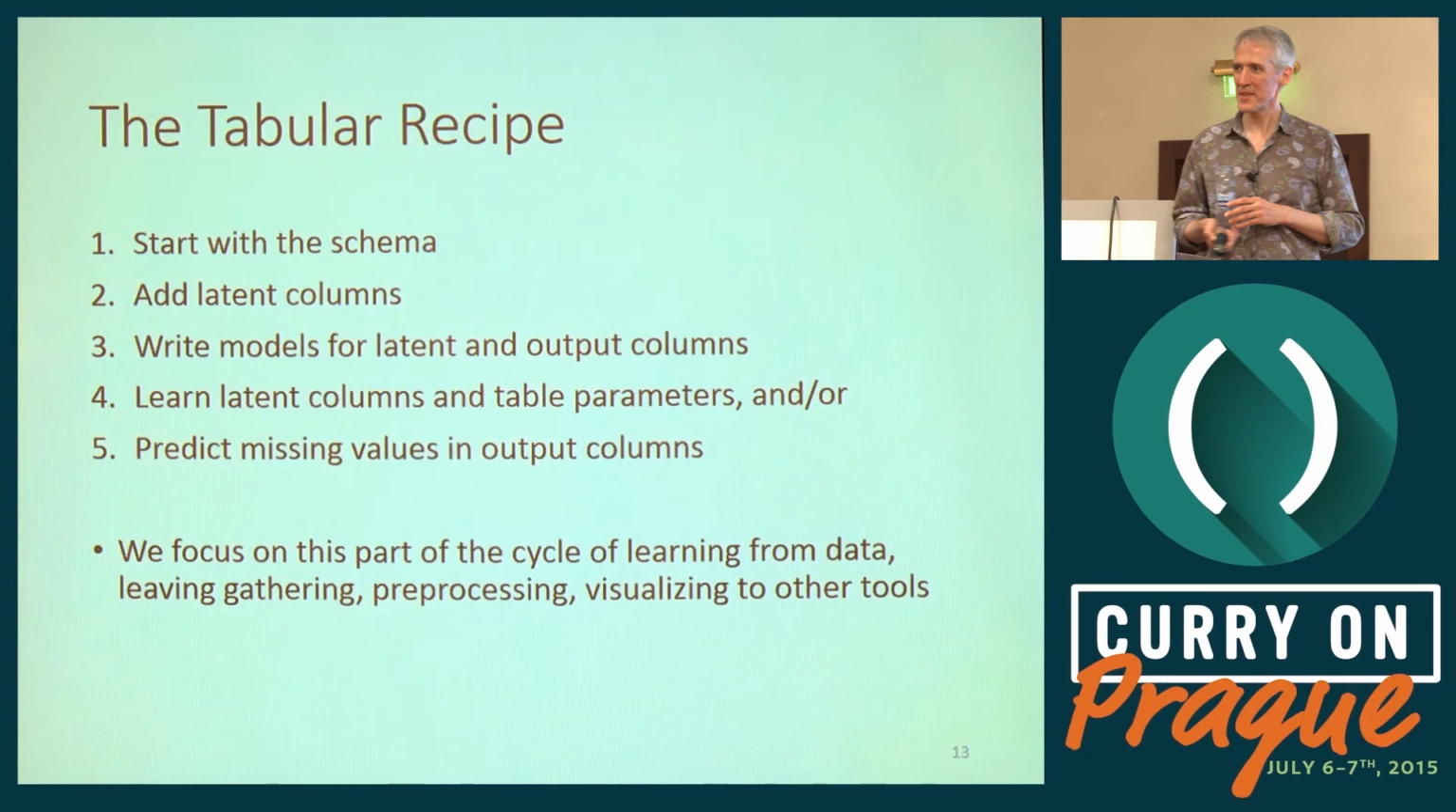Okay, and I've shown you this sheet. Generally, I've given you the demo, and what I was showing is this recipe for how we use Tabular. You start with a schema. You add latent columns that describe qualities of the data, such as the skill of players, and you write models for those latent columns and output columns, such as the outputs of things you're trying to predict, such as who's going to win.